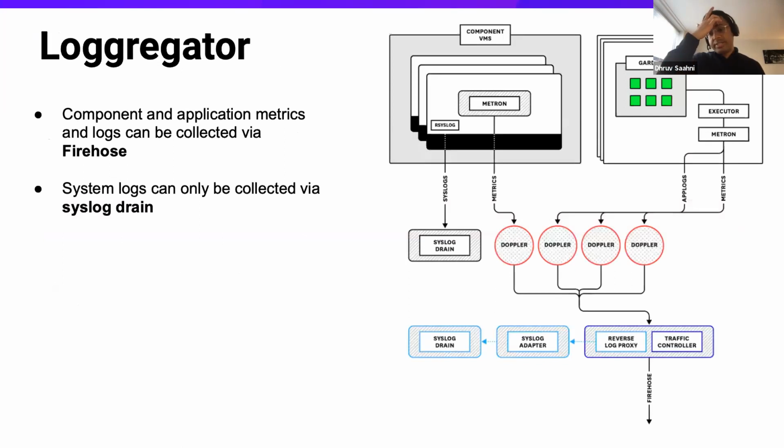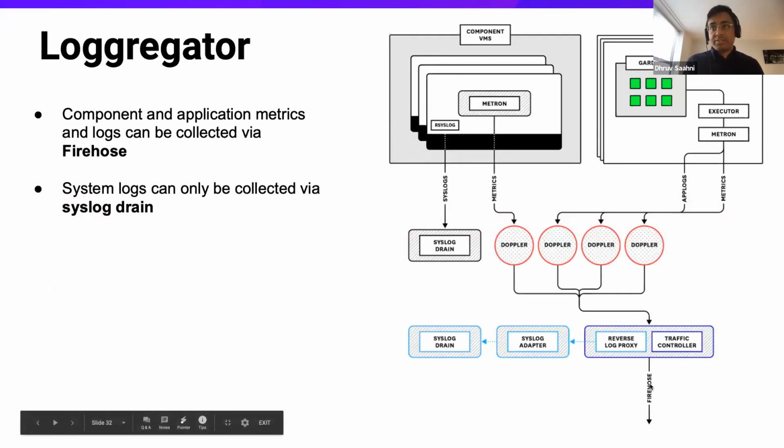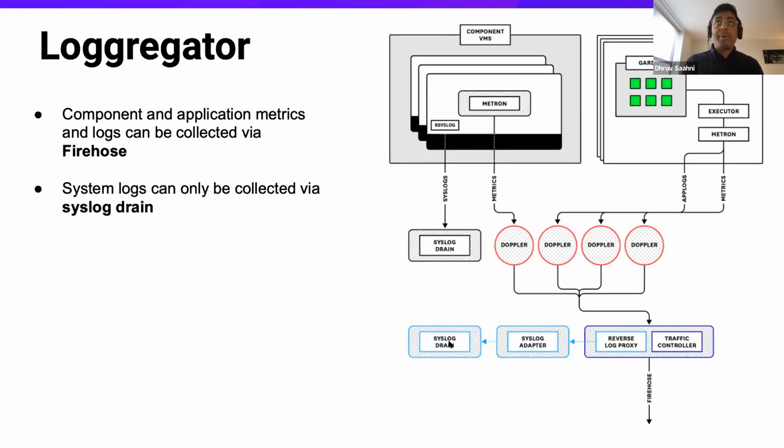So let's actually take a look at this in a little bit more detail. Before we do that, just to make that distinction more clear, the Firehose sits right here, after the traffic controller. And the syslog drain is also available through the traffic controller here. But in the case of your component VMs, if you don't have any third-party monitoring tool running on these VMs, the only option available to you is the syslog drain directly. This does not go through the Firehose. So just keep that in mind.